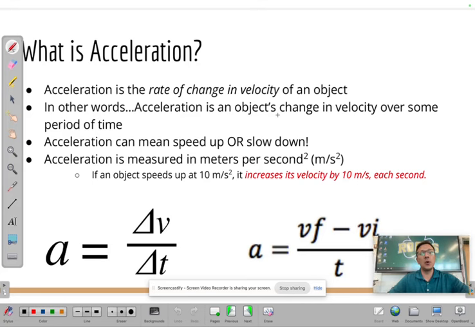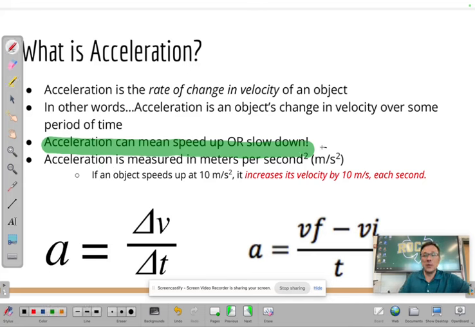Okay, so the most common misconception with acceleration is that if somebody says, oh, that thing's accelerating, we assume it's speeding up. But by definition, acceleration simply means change in velocity over some period of time. So this could mean speeding up or slowing down, which I would say is something that you should probably highlight in your notes. Now, acceleration is measured in meters per second squared.